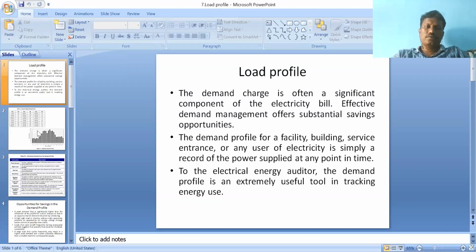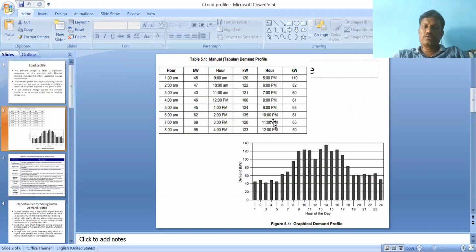Okay, let us see the information. What information is there in a load profile? I'm taking a manual demand profile as an example. It is hour based. How much power is used during 1 a.m. in the morning session? So 45 kilowatts, up to 3 a.m., 4 a.m., and so on. At 12 midnight and 12 p.m. also they give how much power is used. So different time instances are given, with the power usage at each.